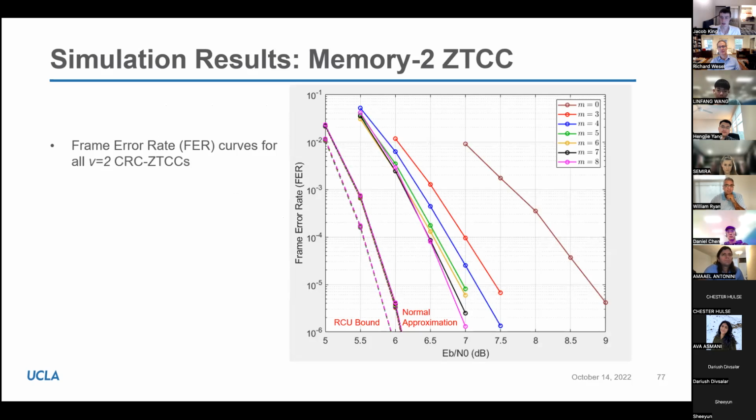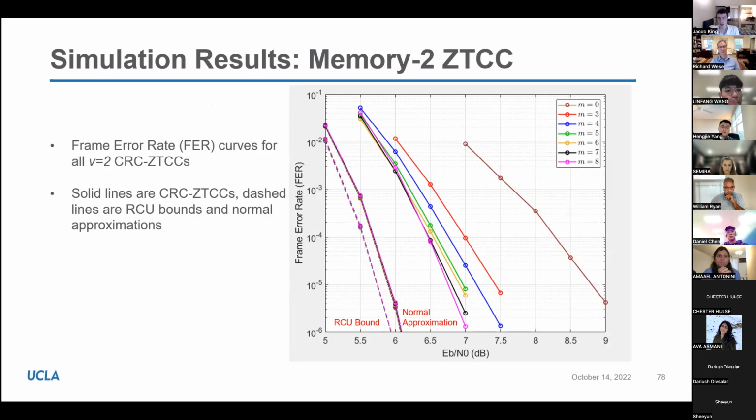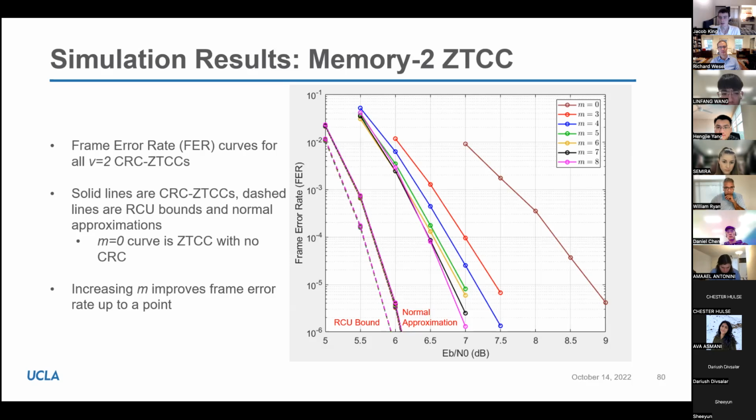This plot shows the frame error rate curves of all memory 2 CRC ZTCCs that we found. Solid lines correspond to the CRC ZTCCs, and the dashed lines correspond to the normal approximation and RCU bound. The M equals 0 curve on the far right is for the ZTCC with no CRC encoding. That is a 0-bit CRC. We can see that increasing M improves performance of the CRC ZTCC, but seems to have diminishing returns at higher values.